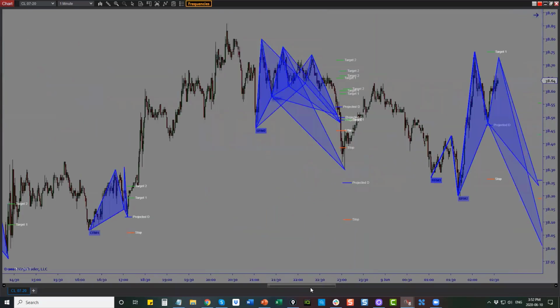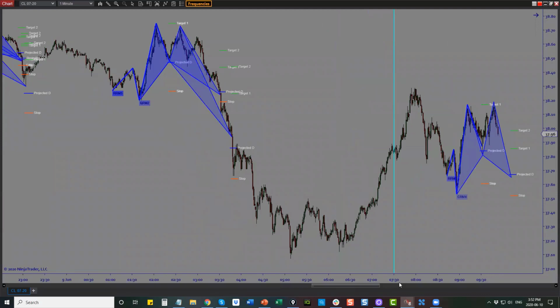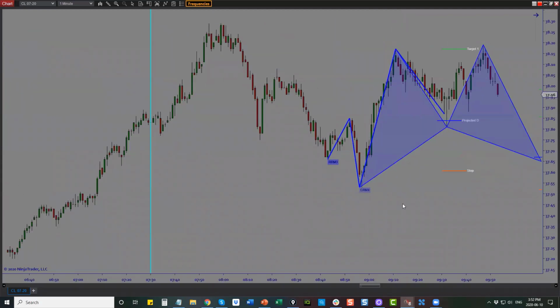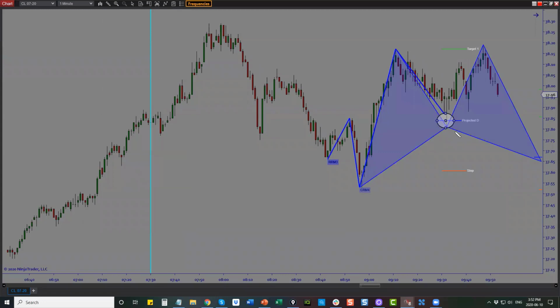Okay. Come on, Sean, get together here. There we go. First ratio happened here, projected D. Do you see it? I'm going to just put a little circle on the chart. Projected D. Hit the target. T1. See it? That's the first trade.